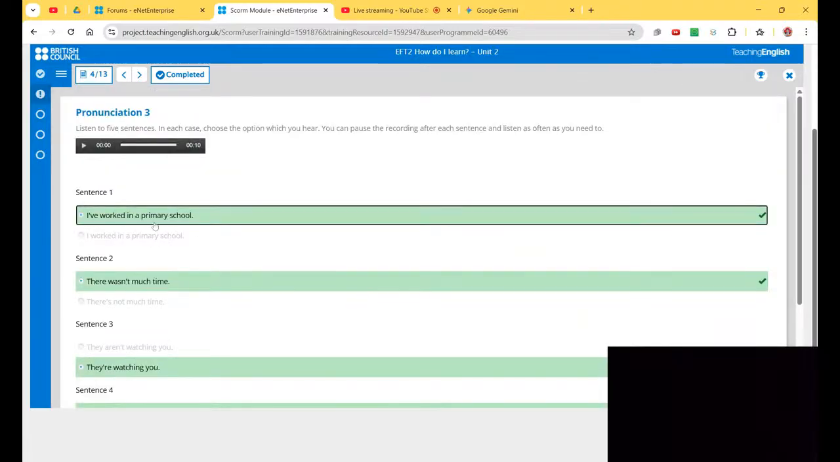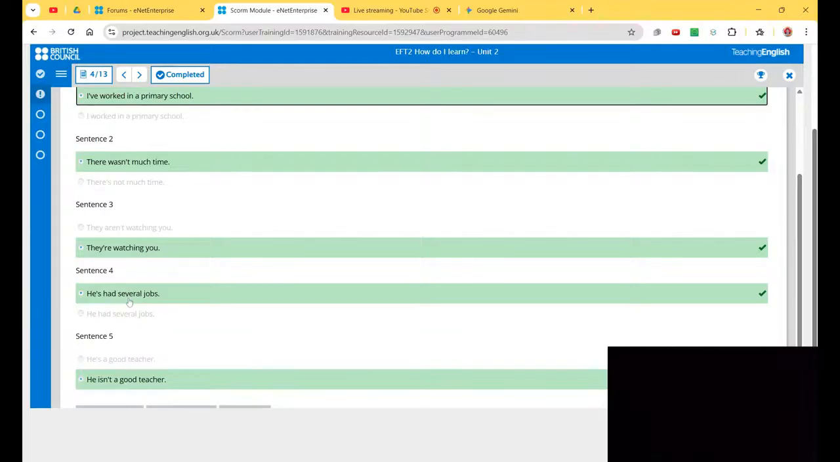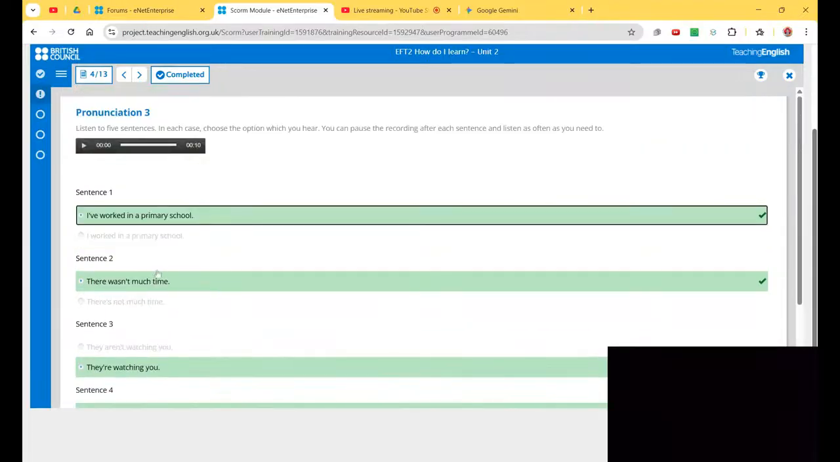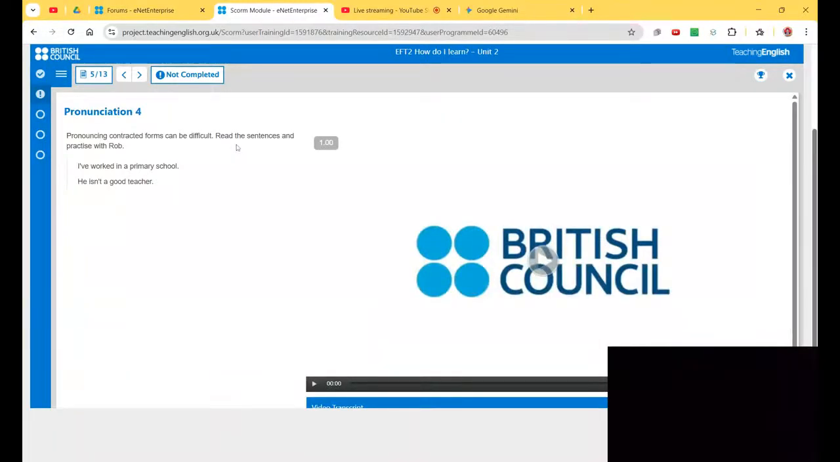He's. I was in the primary school. There wasn't much time. They are watching you. He's had several jobs. He isn't a good teacher. Okay, next. Pronouncing contracted forms can be difficult. In the sentences and practice with verbs: I was in the primary school. He isn't a good teacher.